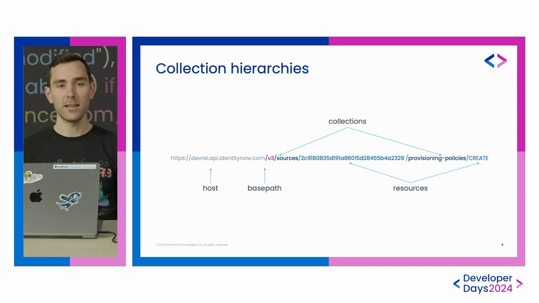In REST, it's kind of the same thing. The URL can have multiple collections and sub-collections. So if we look at the sources API for SailPoint, you can see that the first collection, the parent collection, is the sources collection. Then it's divided by an individual resource, an individual source. So that's that big long string of characters that's identifying an individual source. Then that source has another collection underneath it for provisioning policies, because one source can have multiple provisioning policies. And finally, at the very end, we have another resource identifier, and that's the create string that you see there, and that's just identifying an individual provisioning policy on that source.